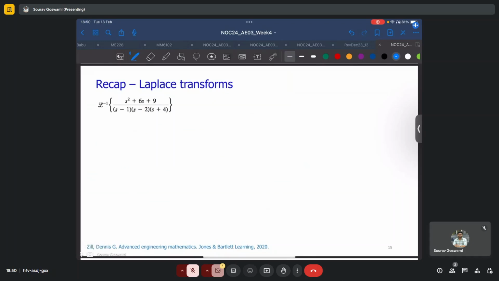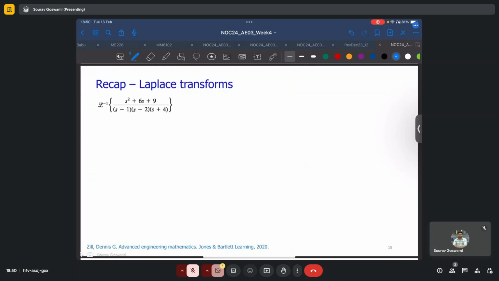And now let us quickly solve one example of this inverse transform to ensure that we have absorbed this concept well. We are asked to find the Laplace inverse of (s square plus 6s plus 9) by (s minus 1)(s minus 2)(s plus 4). We also saw some similar functions last week, and we had a great time breaking them up into partial fractions. So let us do that again.